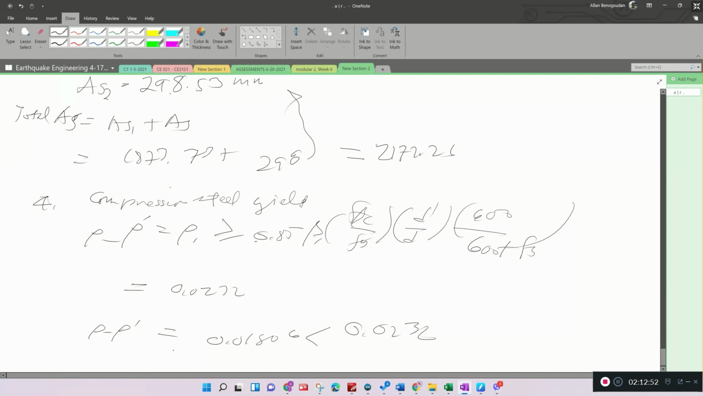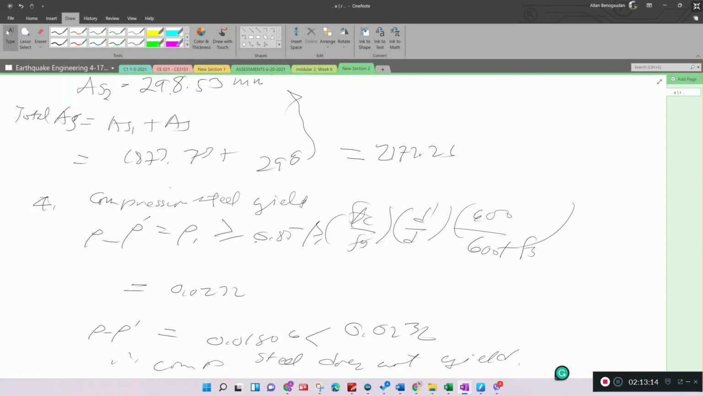Sabi dito, therefore, compression steel does not yield. Sino pwede magsalita sa inyo na bakit ito ay compression steel does not yield? Sino kaya ang marunong? Anybody na pwedeng magsalita?